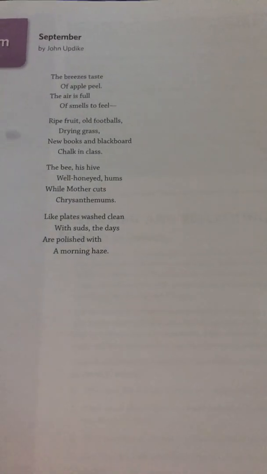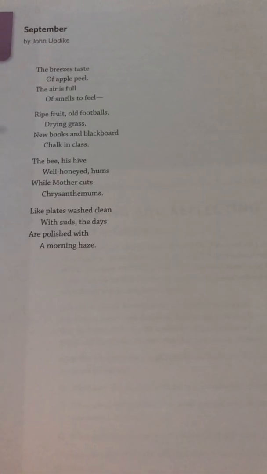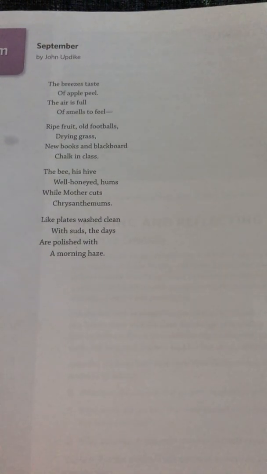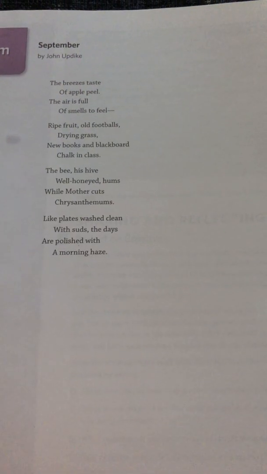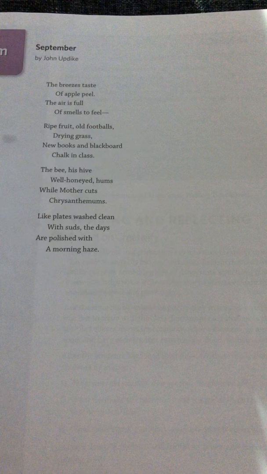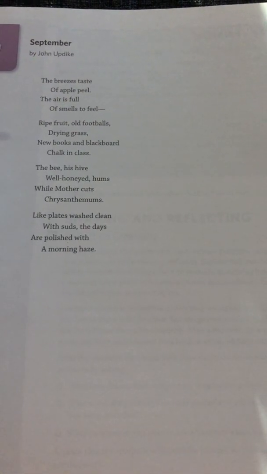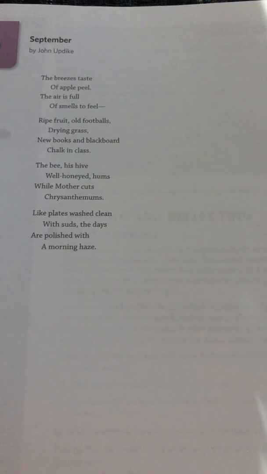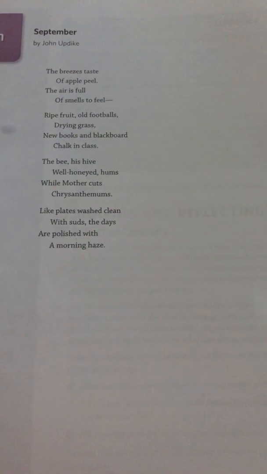Today we are going to start off with our first day of poetry, and we are going to write about a month in the year. We're going to hear a poem by John Updike called September, and I'm going to read it to you now. Then we'll talk about it, and you're going to write your own poem today at the end of this lesson. So let's listen to this poem, September, by John Updike.